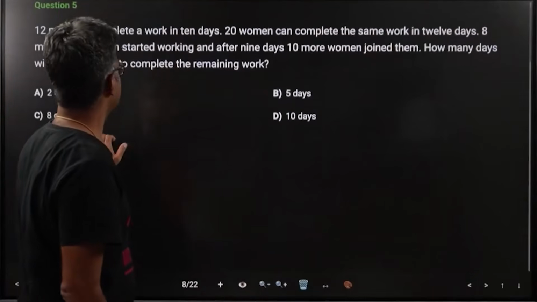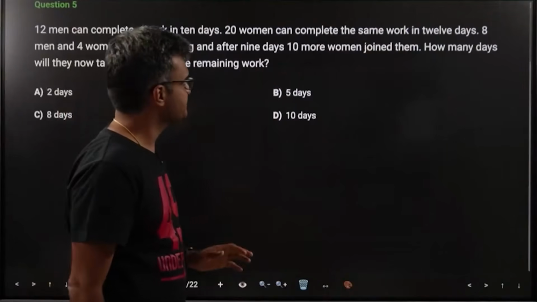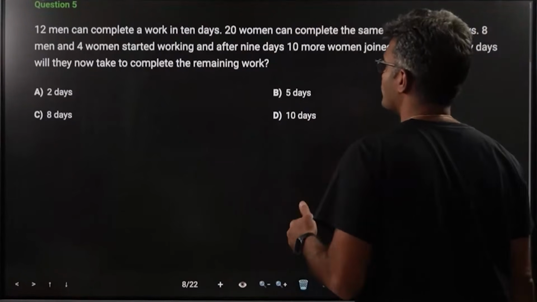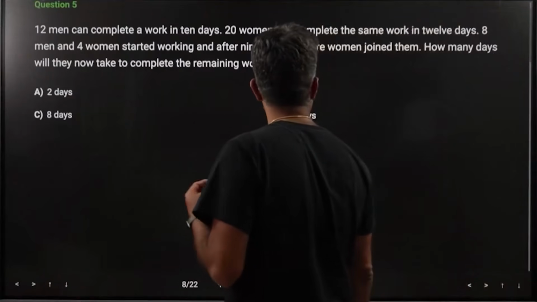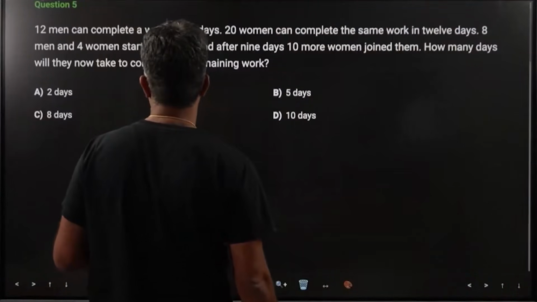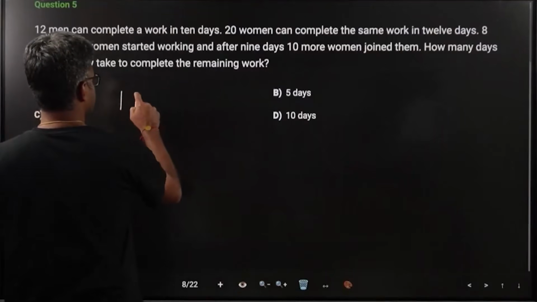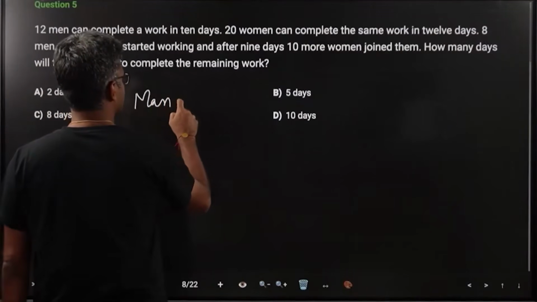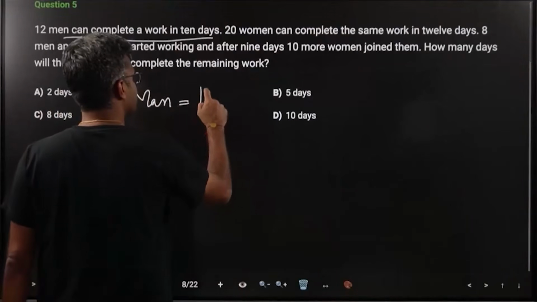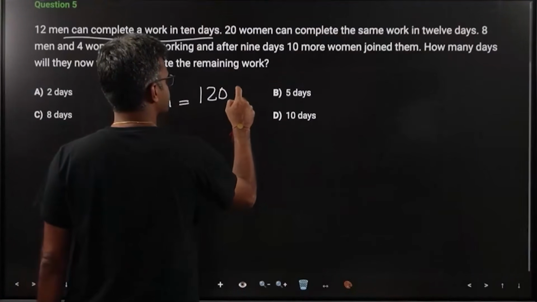In this question, we are told that 12 men complete the work in 10 days, and 20 women complete the same work in 12 days. 8 men and 4 women started working, and after 9 days, 10 more women joined them. How many days will they take to complete the remaining work? So one man can finish the work in how many days? If 12 men are taking 10 days to complete the work, one man can complete it in 120 days.